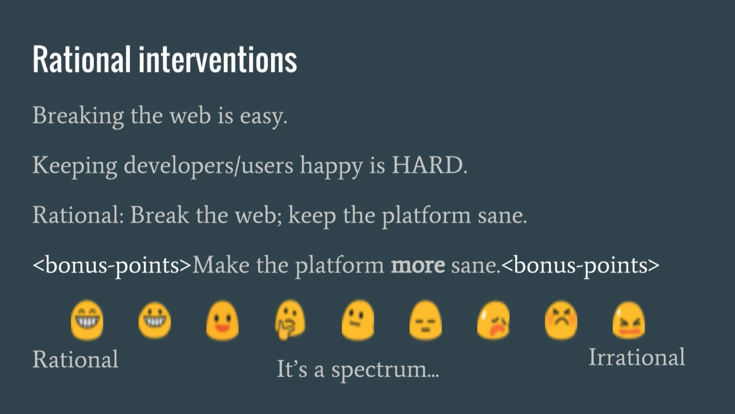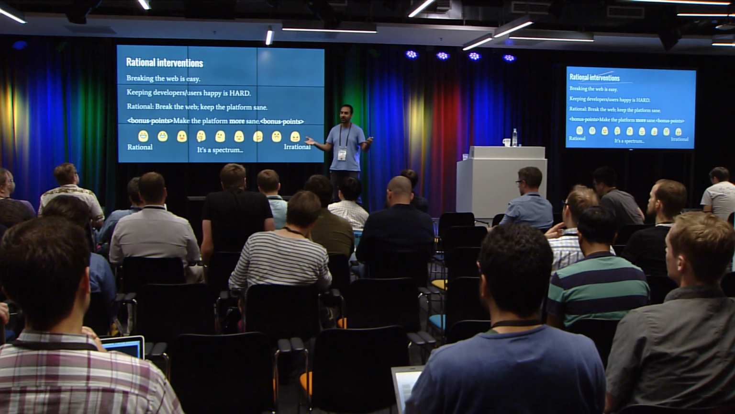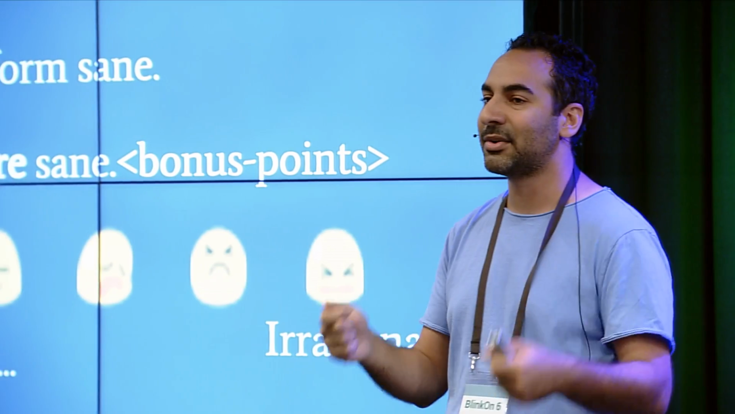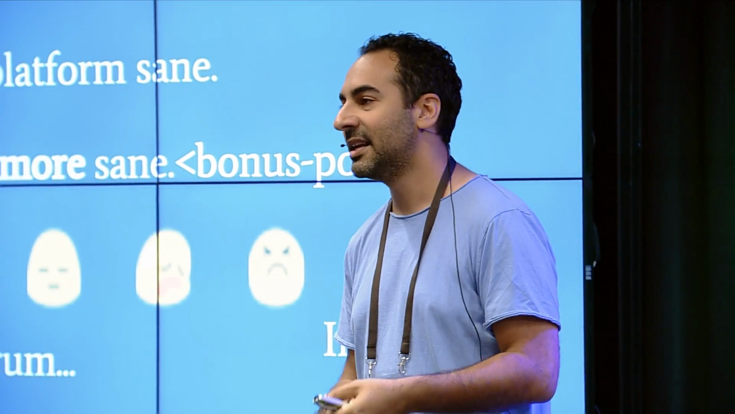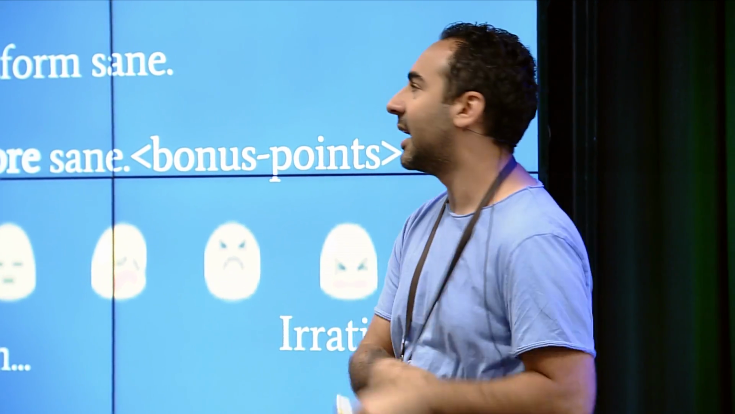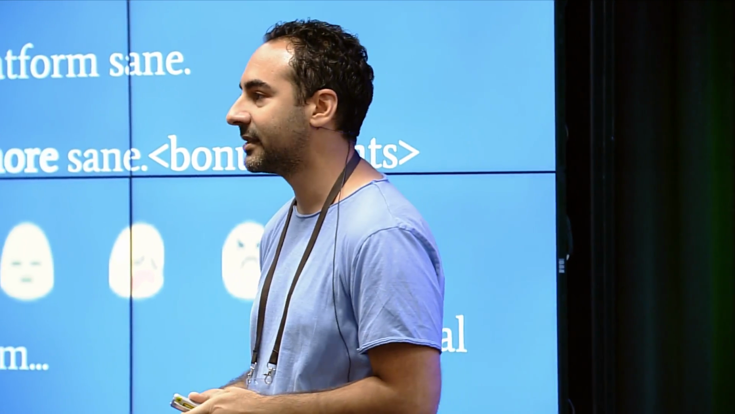So funny story is Dimitri actually coined this term. He was writing a document because he was seeing us doing these sorts of things where we were breaking the web, making developers really sad, and then through ecosystem changes, we ended up making users sad too. And he was like, we should stop doing this. So he sat down to write a document about why we should stop doing this. And over the course of writing the document, he was like, wait, maybe there's a good way to do this. And that is basically rational interventions.